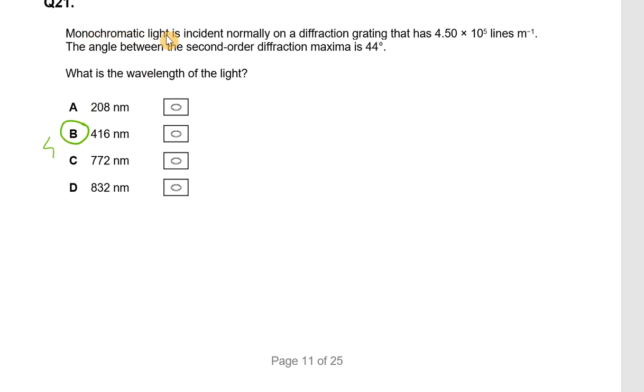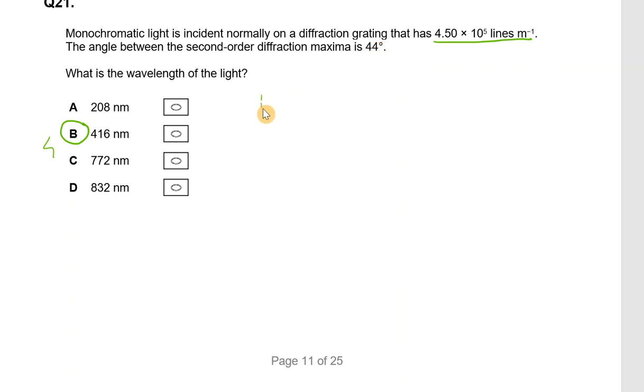Okay, so monochromatic light, that means light of one wavelength, is incident normally on a diffraction grating that has 4.5 times 10 to the lines per metre. The angle between the second order diffraction maxima is 44 degrees.